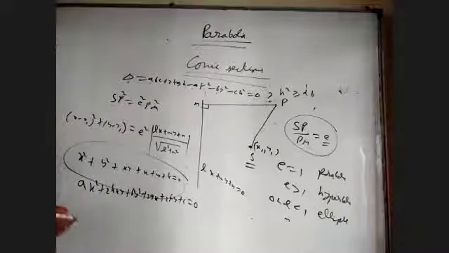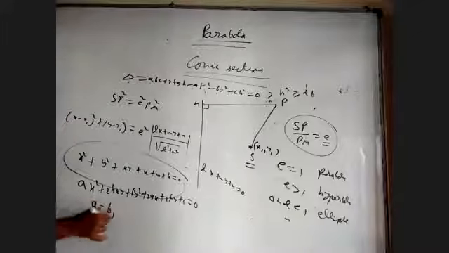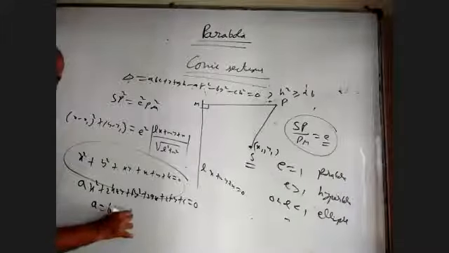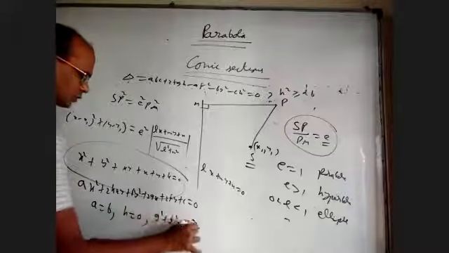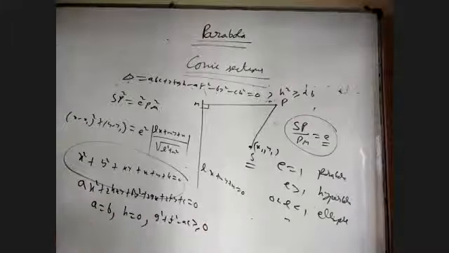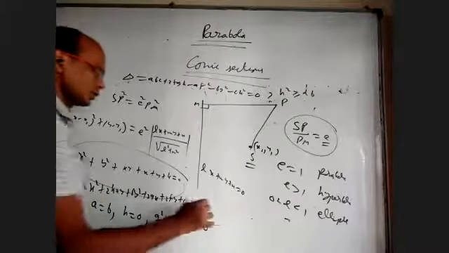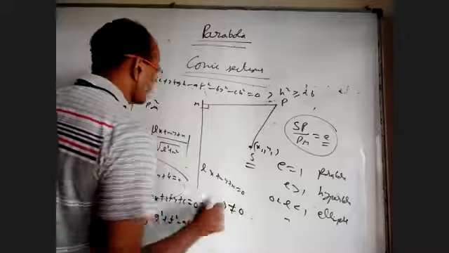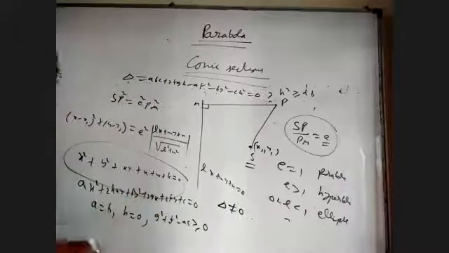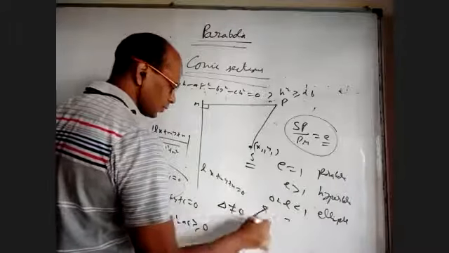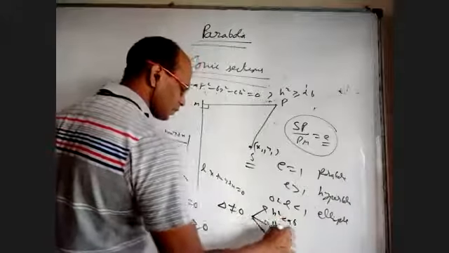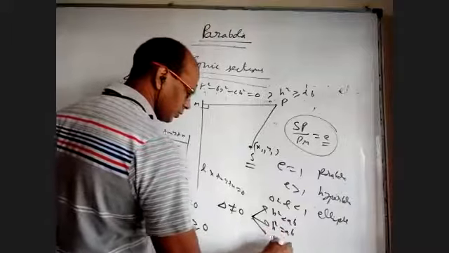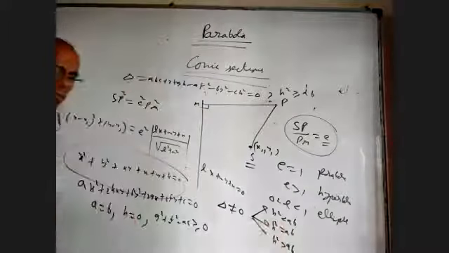When it represents a circle, we know the coefficient of x square equals the coefficient of y square, the xy term should not be there, and g square plus f square minus ac should be greater than or equal to 0. Then it will represent a circle. When it represents an ellipse or hyperbola, delta should not be 0. Delta 0 gives a pair of lines. And delta not equal to 0 gives 3 cases. H square less than AB, it will be an ellipse. H square equal to AB, a parabola. H square greater than AB, a hyperbola.